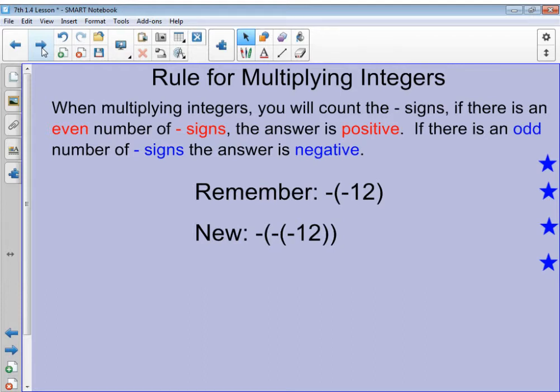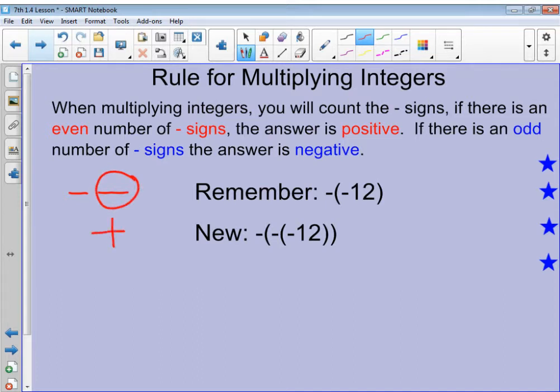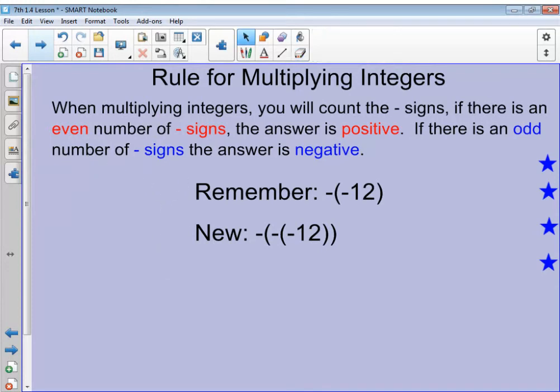What I tend to do, just to help you remember, is if you were to look at 2 negative signs, you could take one of those negative signs and flip it, and you would end up with a plus sign if you were to put those 2 together. So that's kind of how I remember: if there's an even number, you could create positive signs. If there was an odd number, you would have one leftover negative sign that would make the answer negative.